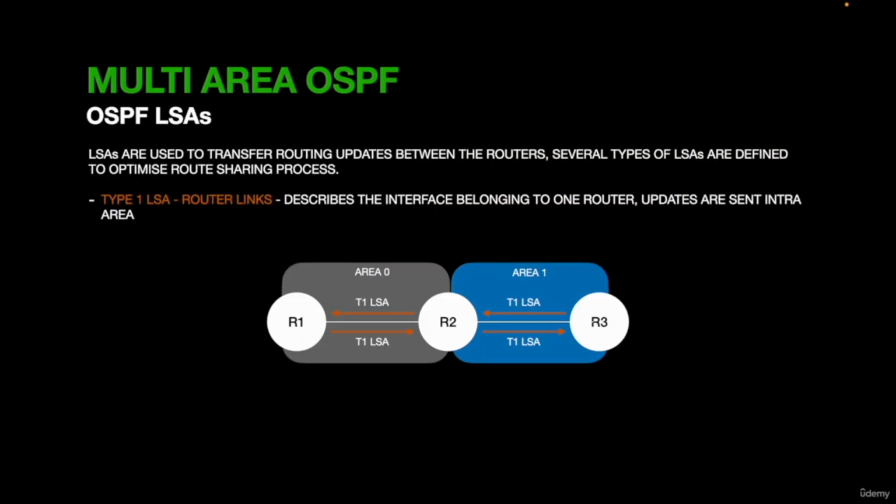Link state advertisements are used to transfer routing updates between the routers. And we can have several types of link state advertisements, and they are defined in order to optimize the route sharing process.